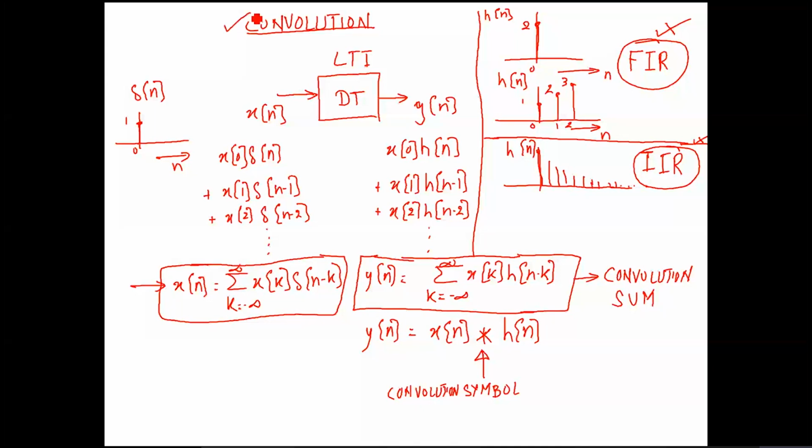that if we are given any input, all we need to know is the impulse response. If we know the impulse response, then the output would be just the convolution of the input signal with the impulse response. And what is meant by convolution? Convolution is basically the convolution sum of x of k, h of n minus k. So this is that theory.